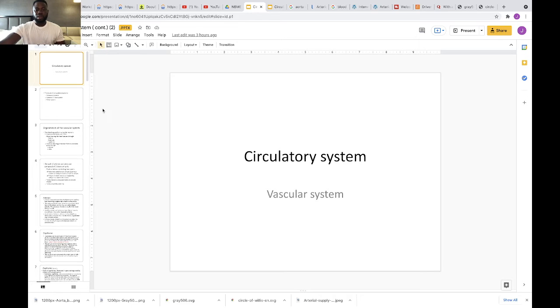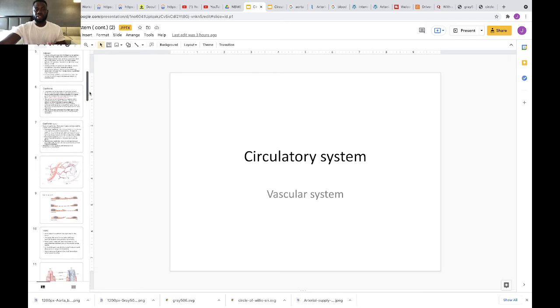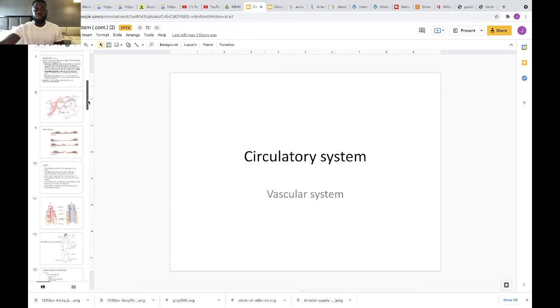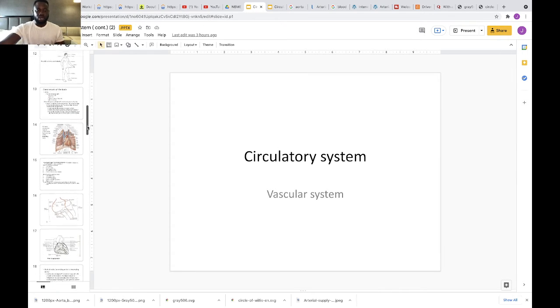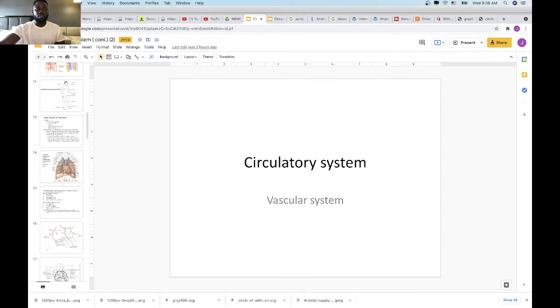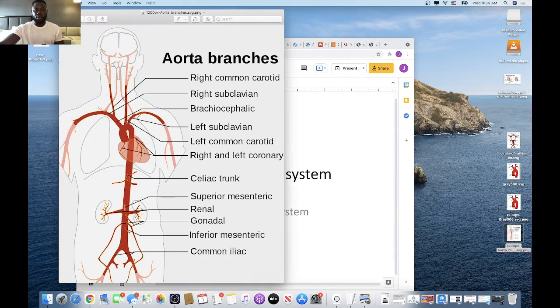So we'll look at the circulatory system, like all the blood vessels. The purpose of this video is to understand all the blood vessels in the human body that we need to know for the Step 1, and then I'll highlight the high yield ones that you need to know for the Step 1. So we'll start from the heart. This is how it's going to be. So I'll start with this over here.